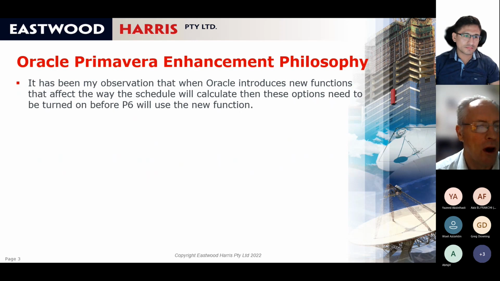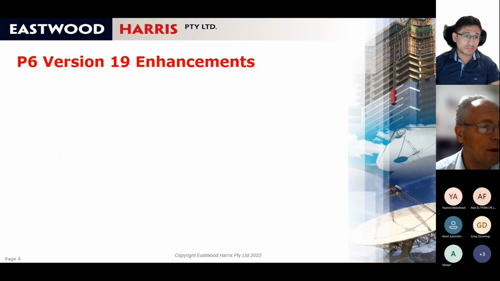So if you've got a schedule created in version 8, 15, 16, 17, and you open it up in 21, it's going to calculate the same unless you turn on the enhancements. But obviously when you turn on the enhancements, it might calculate differently.